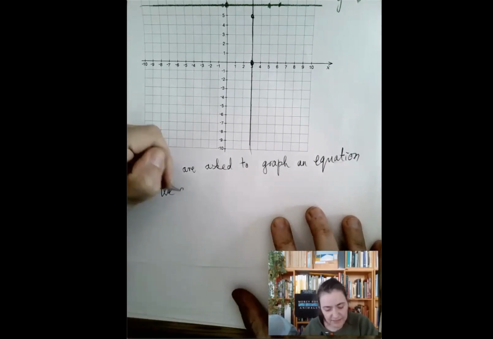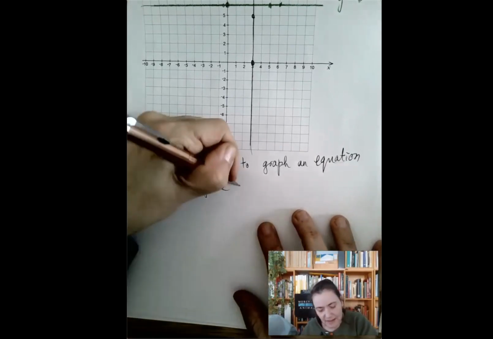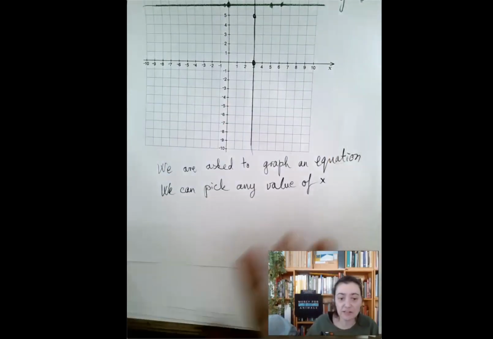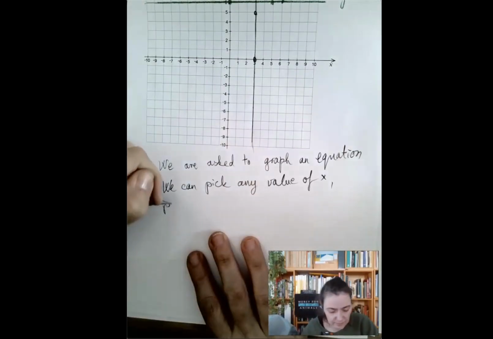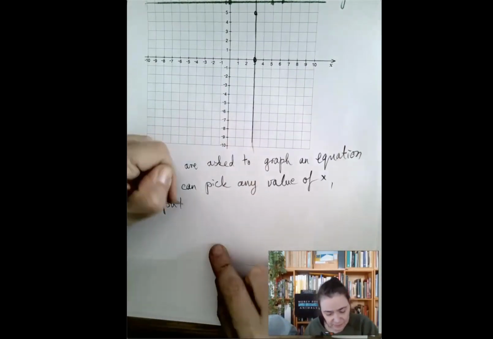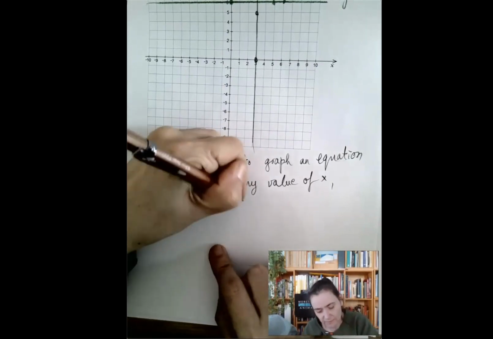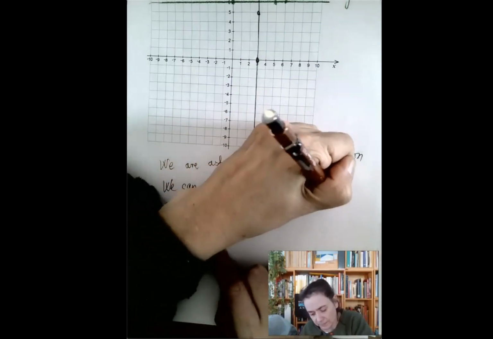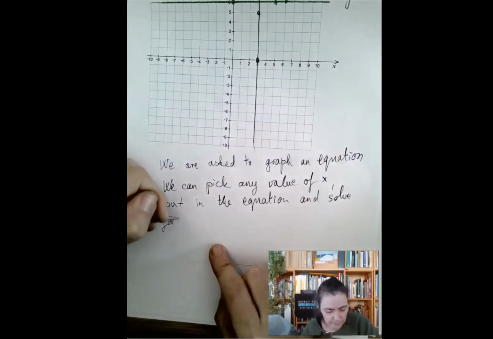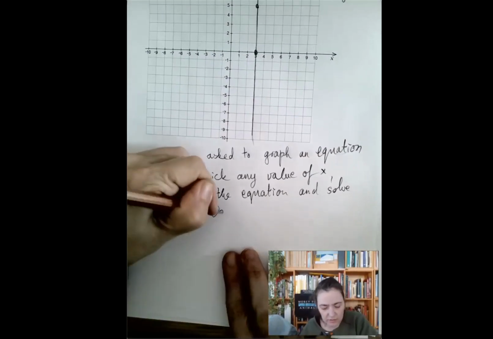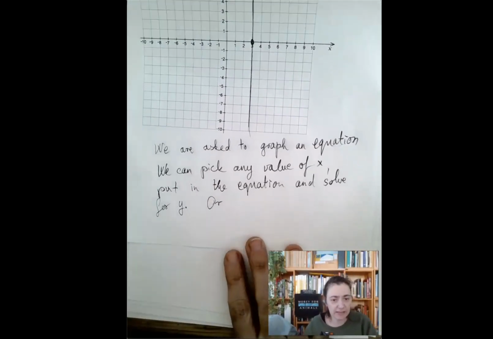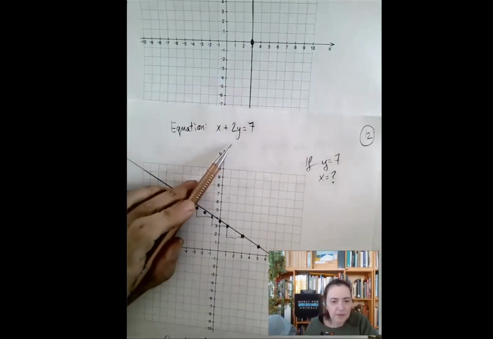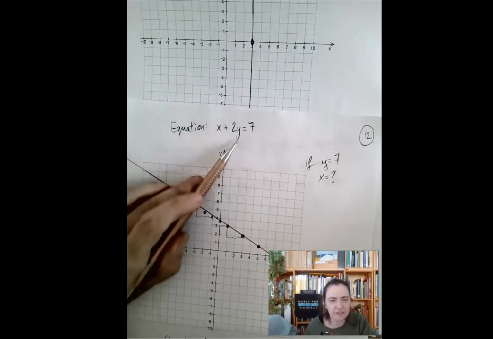We can pick any value of x, put it in the equation and solve for y. And rinse and repeat. Put it in the equation and solve for y. Or pick any value of y and solve for x. In this case, I think this was easier. It's not a big deal to divide by 2, but you don't have to if you start with y, right?